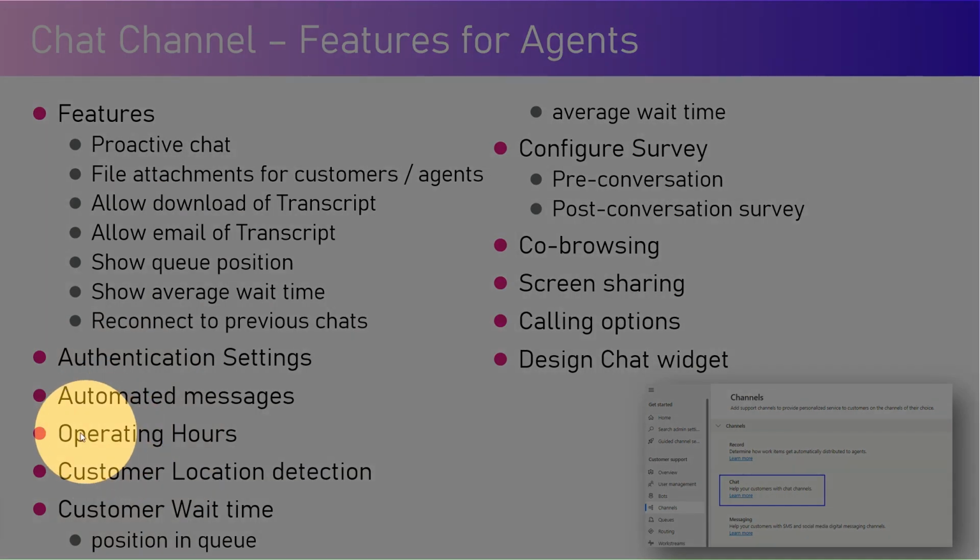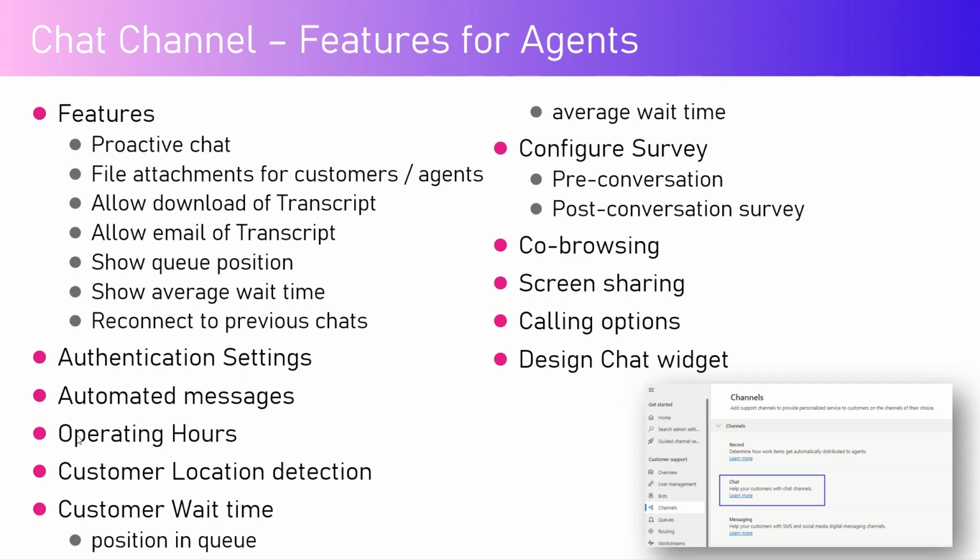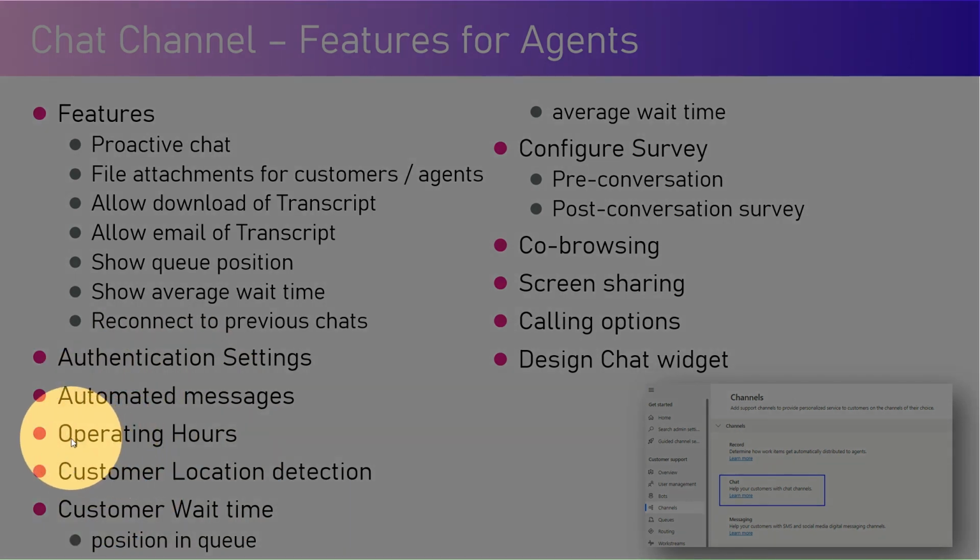Operating hours is also important in terms of setting up the time for the customer service business hours. So we can specify those operating hours. Customer location detection is mainly about detecting where the customer is chatting or calling from. Customer wait time, the position in the queue which we have already covered, and then the average wait time.